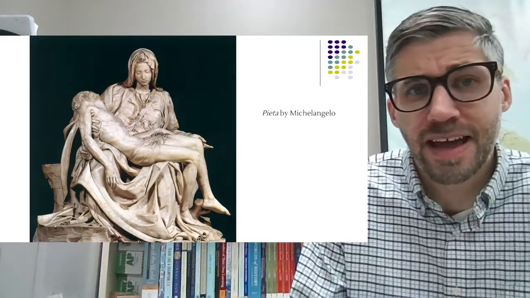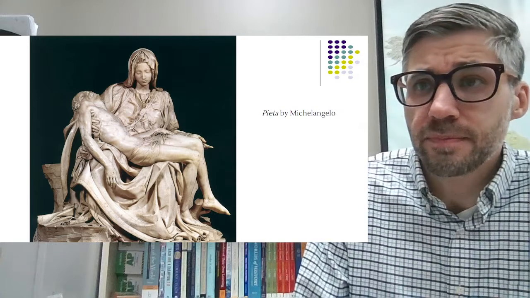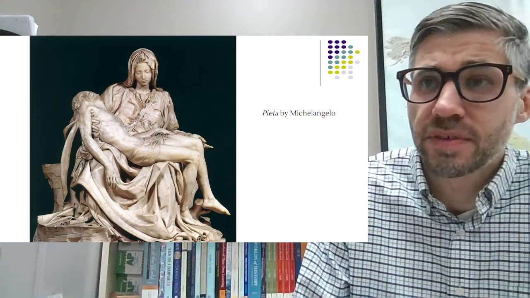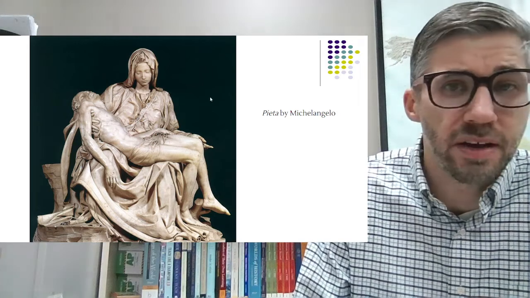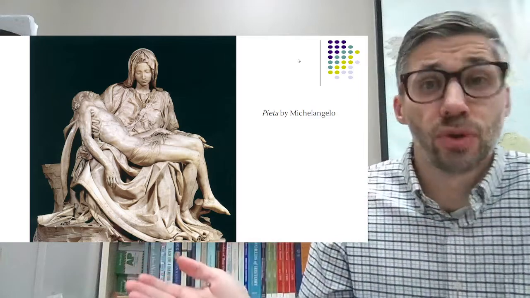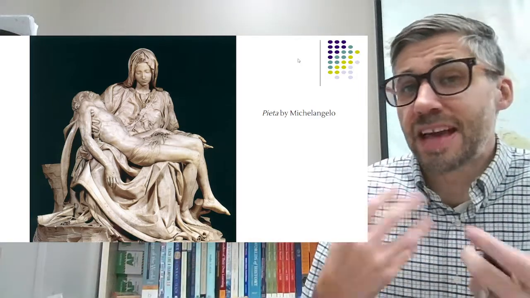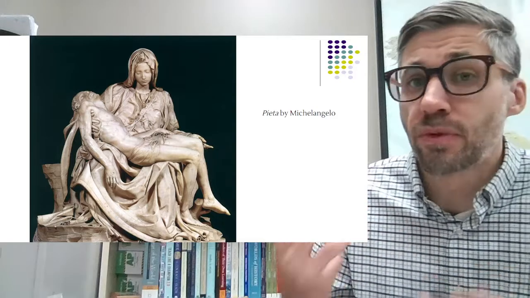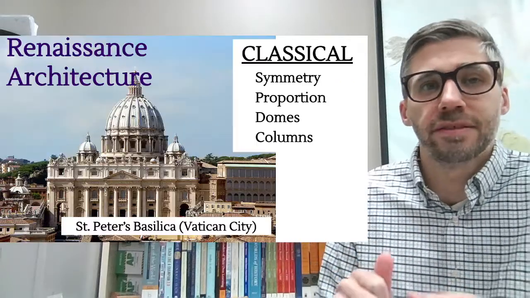Michelangelo definitely did that. And we'll also note Michelangelo, after this was done, went back and carved his name into the sash on Mary because he wanted to be remembered as the artist. Now, he actually said later that he regretted doing that, but that's an example of individualism there. Like, I want my name. I want to be remembered as the person who created this.